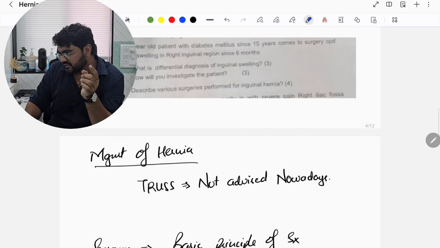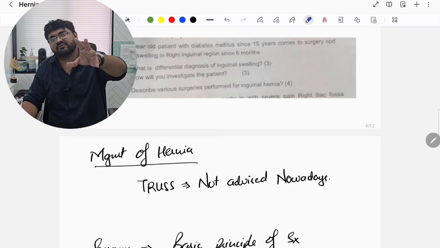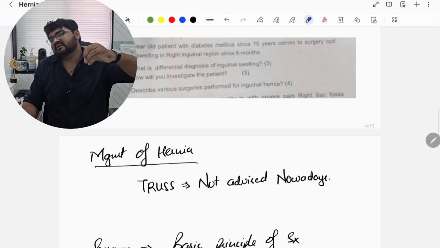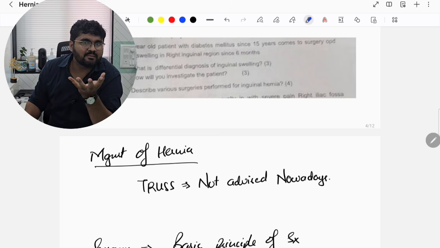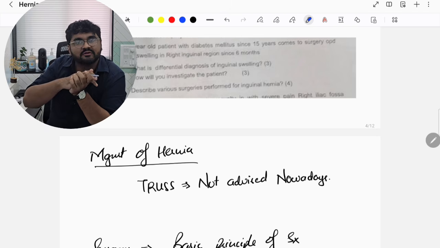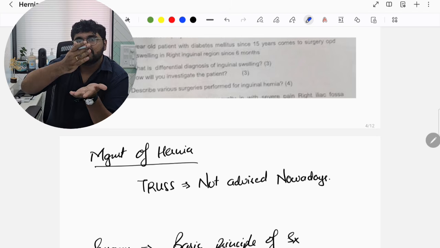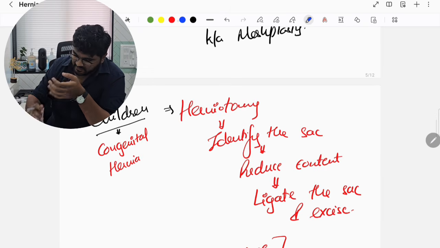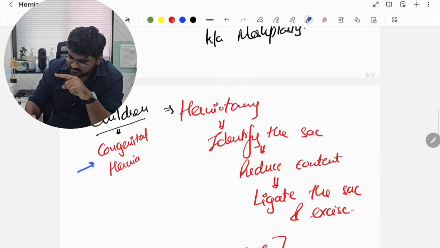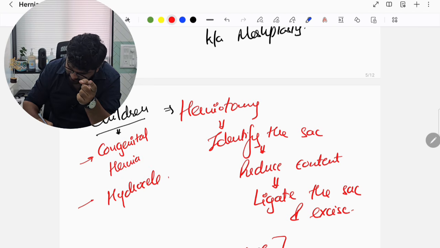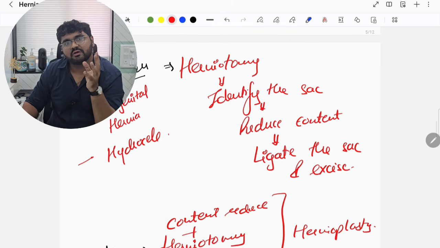But you also need to remember that if this patent processus vaginalis has fluid in it, it will become a congenital hydrocele. If abdominal content like intestine comes into it, it will become a congenital hernia. So in congenital hernia you are doing herniotomy, and even in congenital hydrocele you are ligating this patent processus vaginalis and doing a herniotomy. So for congenital hernia and hydrocele, your treatment would be herniotomy.